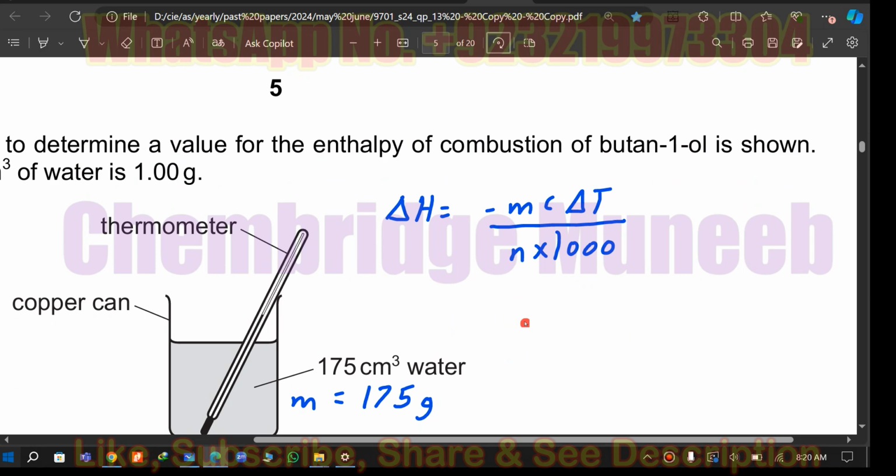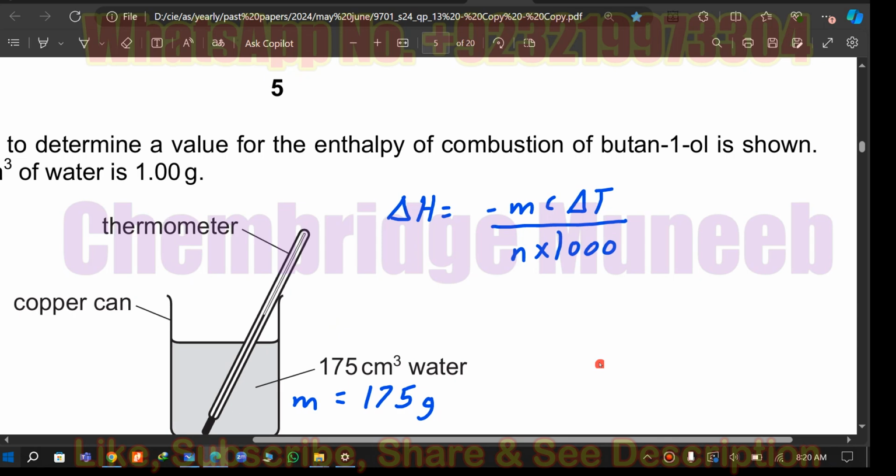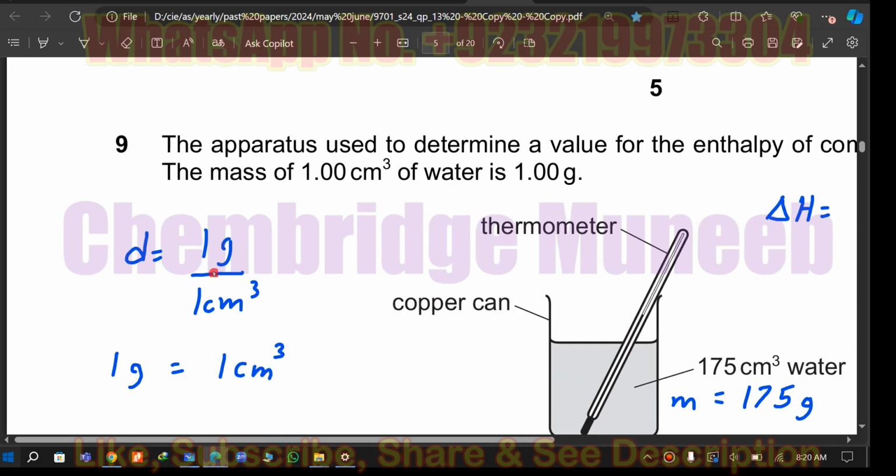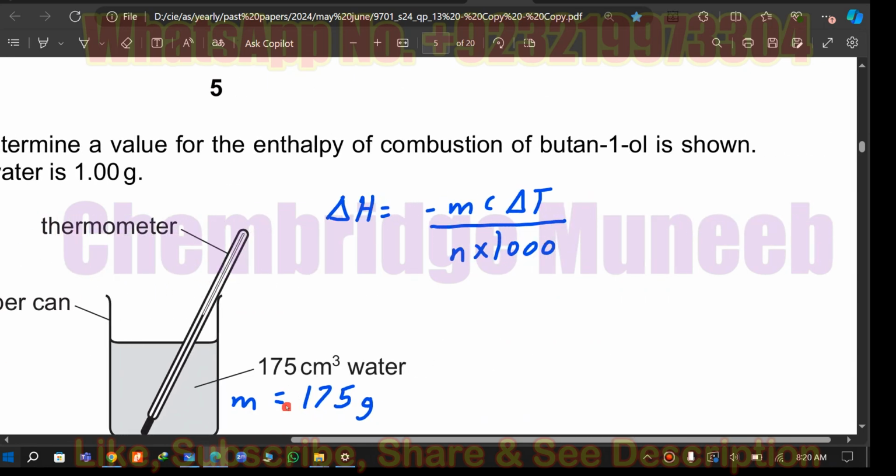Here in this diagram you can see that the volume of the water is 175 cm cube, and we also know that the density of the water is 1 gram per 1 cm cube, which means 1 gram will have a volume of 1 cm cube, or 1 cm cube will have a mass of 1 gram. So if the water is 175 cm cube, it means its mass is also 175 gram.